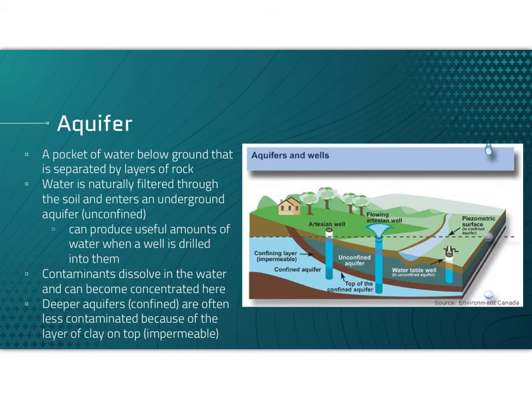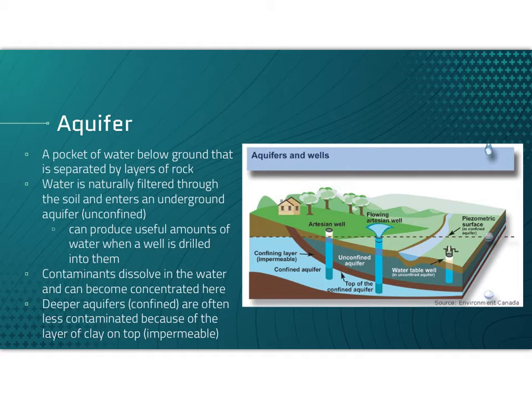An aquifer is a pocket of water below ground that is separated by layers of rock. Water is naturally filtered through the soil and enters this underground aquifer. It can produce useful amounts of water when a well is drilled into them. But contaminants can dissolve in the water and become concentrated here.